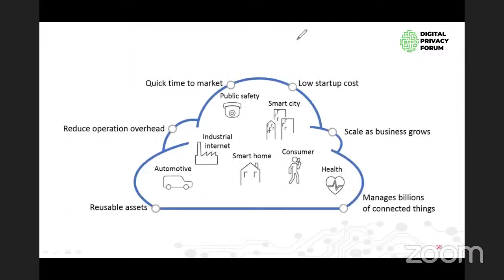So why does this happen most of the time? Because they want to just go to market. Because everybody is getting into IoT, they want to market. Most of the time it's done with low startup cost. You see, so many people are now developing IoT devices, and if you go, there will be only 4 or 5 people. They don't even have an infrastructure, or a proper system to invest in security. They want to just scale, manage billions of connected things. They want to reuse it. They want to reduce the operation overhead. So these are the challenges we have.